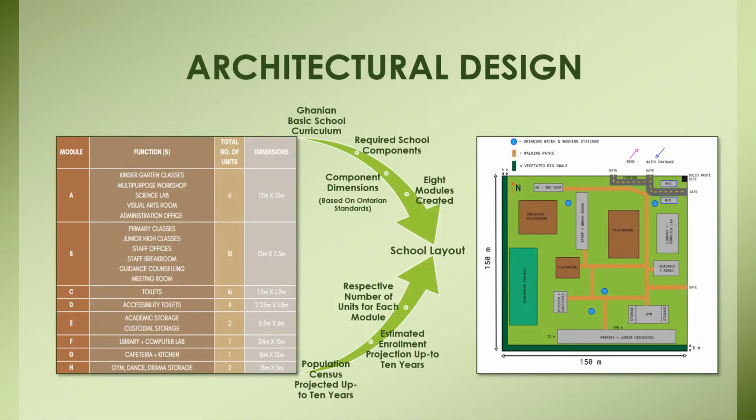During the architectural chapter, the Ghanaian basic school curriculum was studied to come up with the required school components. Component dimensions were then estimated based on Ontarian standards. Having the component dimensions, 8 modules were produced. The respective number of units of each module was decided based on the enrollment projections up to 10 years. Finally, a school layout was created to encompass all the units required for the school.